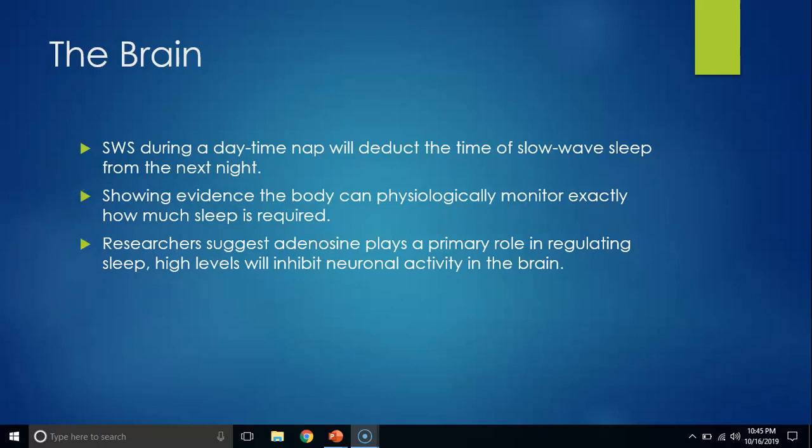First, slow wave sleep during a daytime nap will deduct the amount of slow wave sleep from the next night, showing evidence that the body can physiologically monitor exactly how much sleep is required. And researchers suggest that adenosine plays a primary role in regulating sleep. High levels will inhibit neuronal activity in the brain.